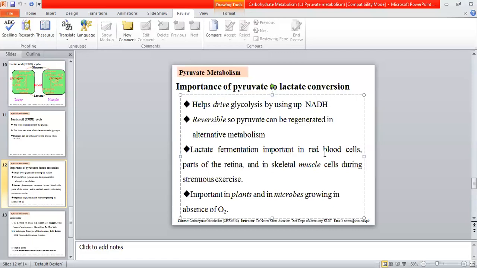Lactate fermentation is very important for those tissues which have oxygen deficiency, normally their oxygen concentration is not so good, especially red blood cells, retina, or some skeletal muscles. For example, when a person is doing heavy exercise, there is a decrease in oxygen, so they use this pathway for energy production. This is also very important for plants and microbes which live in the absence of oxygen, so they are totally dependent upon this energy release.